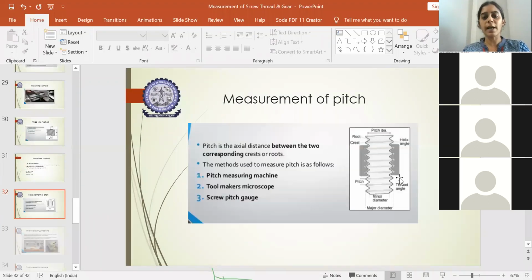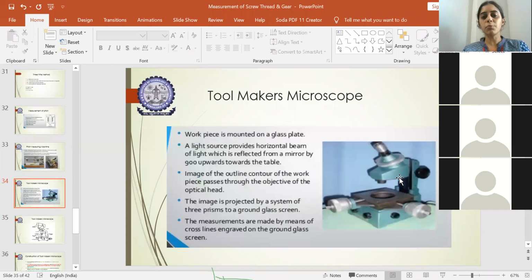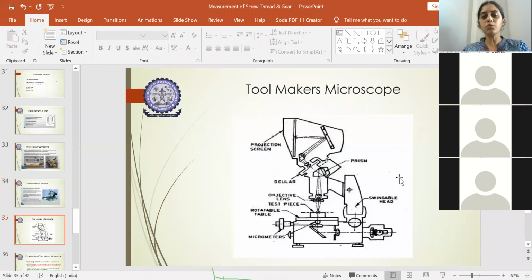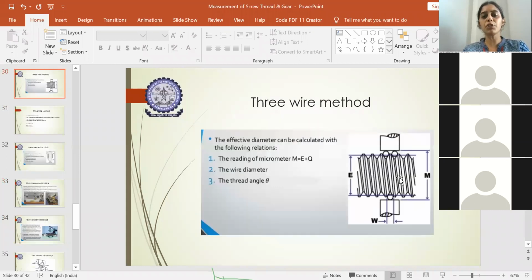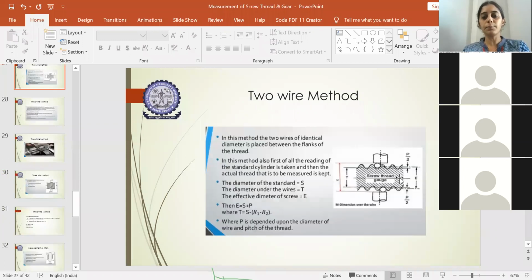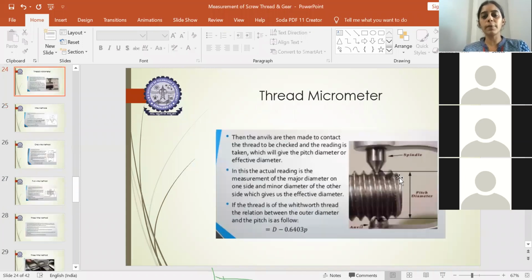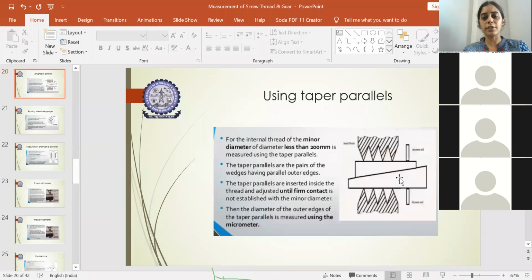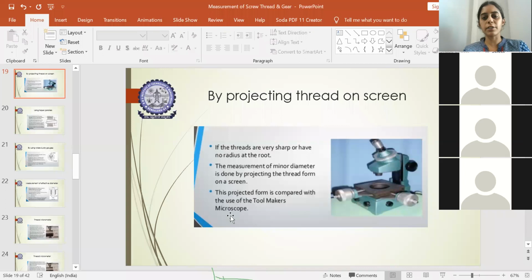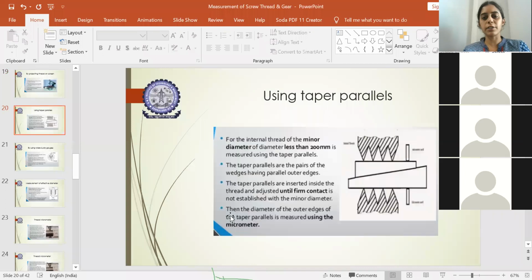So here we have the tool maker's microscope. In this part I will just explain it; it is just to show which method is used. In depth, the method we follow will be explained later. I'm just showing the other method, which is using the projecting thread on the screen, which will be well explained by using the tool maker's microscope, in depth with respect to the construction, working and application. We'll be dealing with that further.